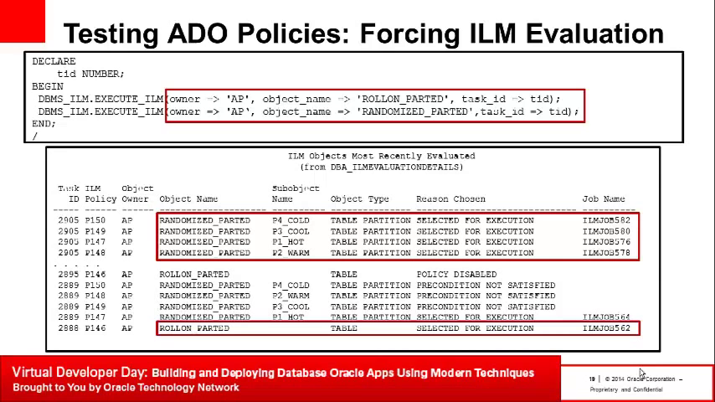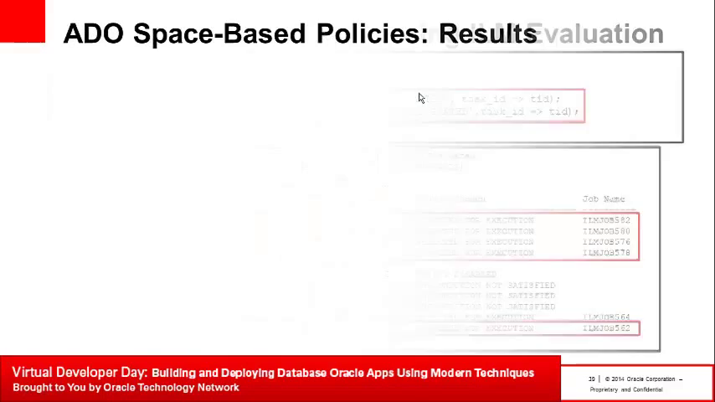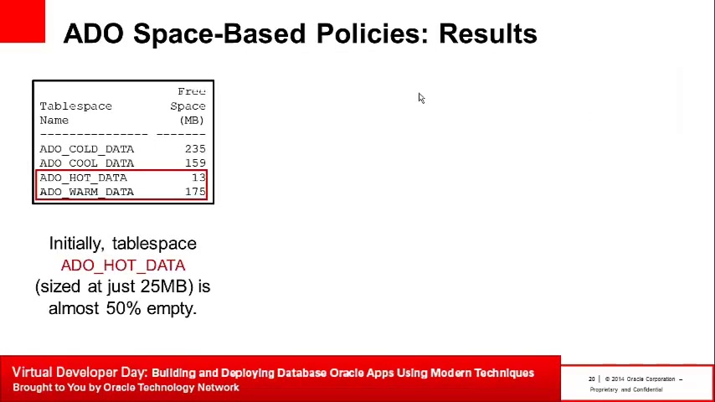So the ILM policies have fired off. Let's take a look at the results. Take a look at this. When I first started, the ADO hot data table space, which I sized prohibitively small at 25 megabytes. Remember, my assumption is this is on flash storage. I shouldn't need that much out there in flash storage necessarily to get good performance benefits. It's about 50% empty or 50% full, depends on how you want to look at the glass.